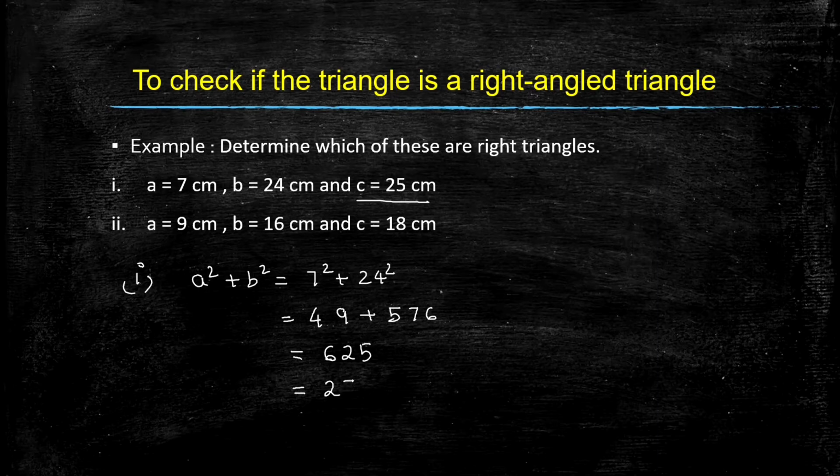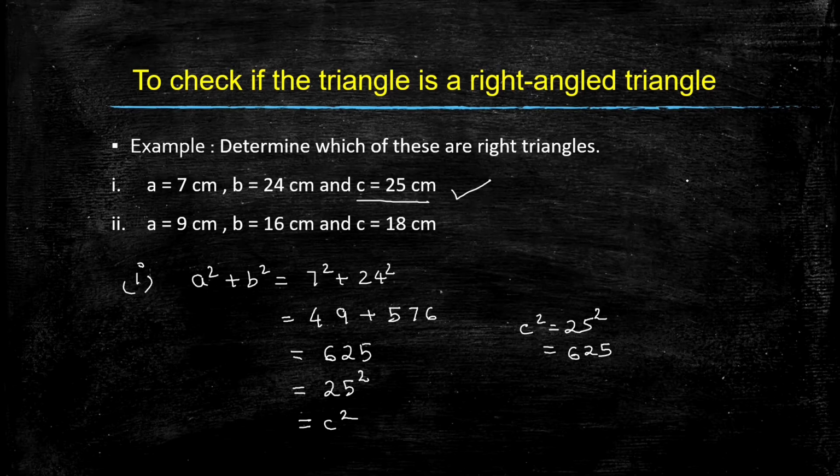625, we know that is the square of 25, which is equal to C square, because we also have C equal to 25, so C square equal to 25 square, which is equal to 625. So here we have satisfied the condition that A square plus B square equal to C square, where the square of the largest side is equal to the sum of the squares of the other two sides. So we can say that yes, this particular triangle is a right angled triangle.